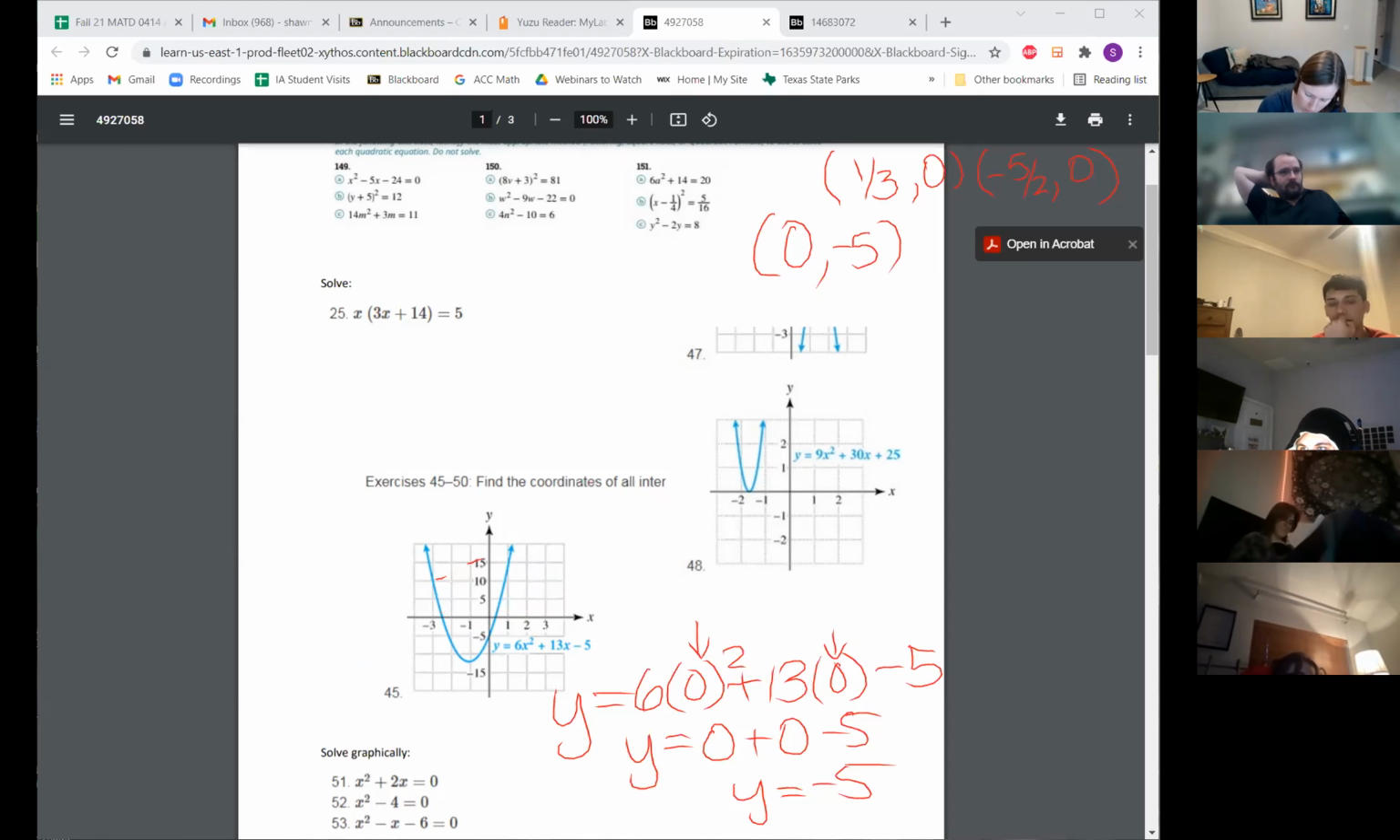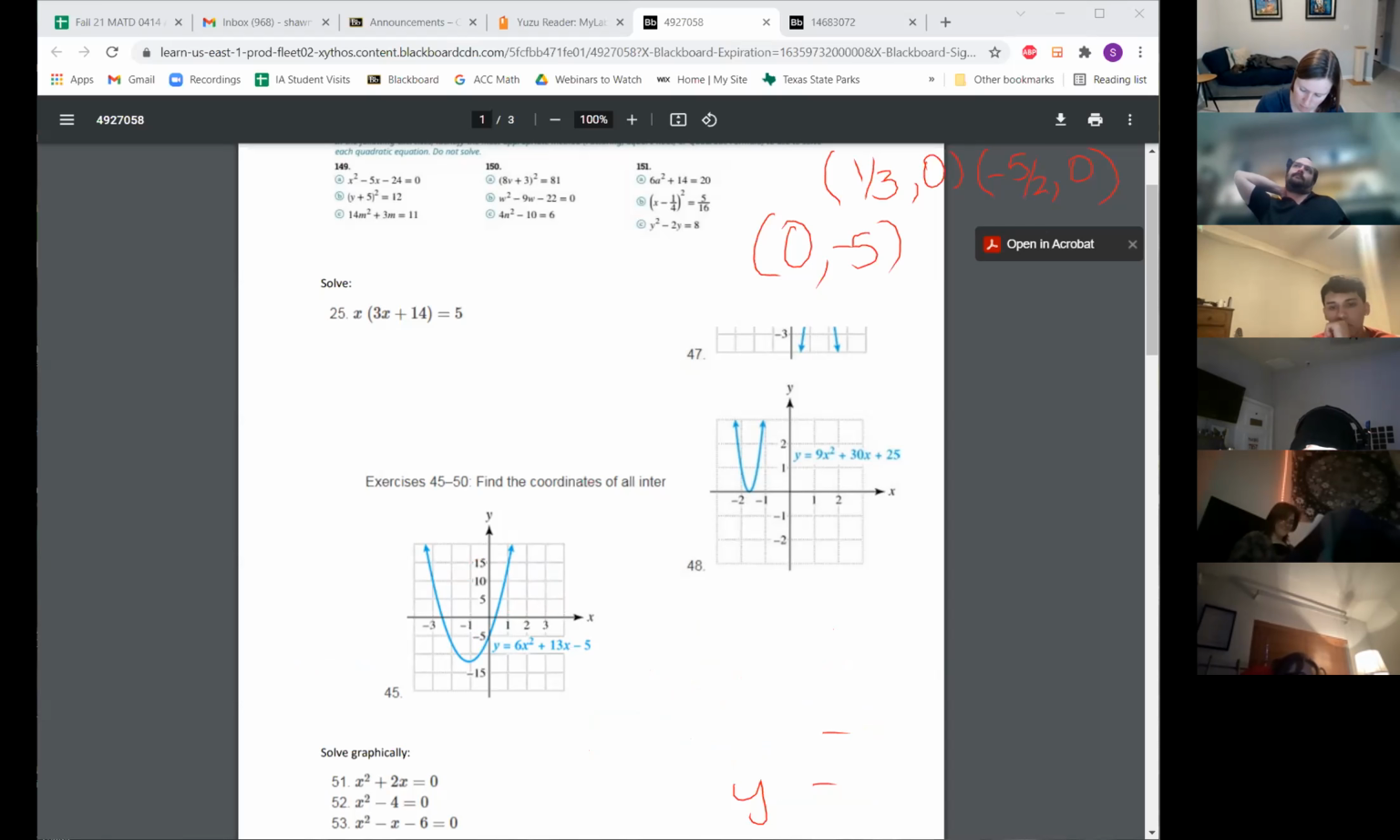Sure. So if I'm not mistaken, our intercepts will always be 2, like 2 different ones, and then y would only be 1. Well, it depends how many times it hits the x-axis. That's what we're figuring out.